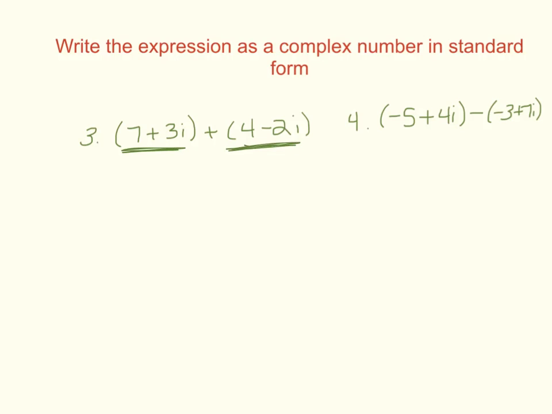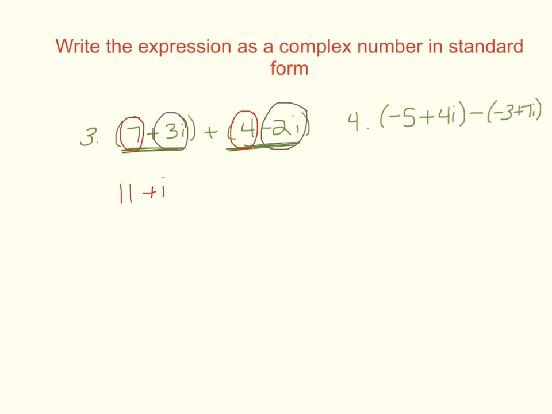Well, complex numbers, imaginary numbers, act just like any other variable. You can only add like terms. So on this one, we can only add the 7 to the 4 because both of those are like terms, neither one of them has an i. So 7 plus 4 is 11. Then I can add the 3i to the negative 2i because they both have i's. 3i plus negative 2i is i. And I write it in standard form, which means that the i part comes last.